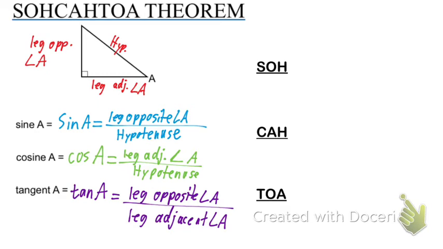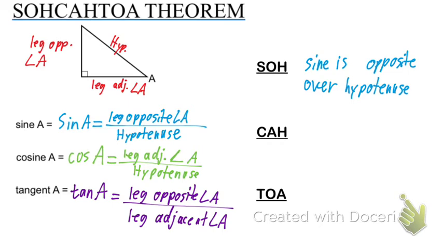So SOH is an abbreviation, or an acronym. Sine is opposite over hypotenuse. I hate spelling sine like this. Hypotenuse. So, sine equals opposite divided by hypotenuse. Sine is opposite over hypotenuse. Sine is opposite over hypotenuse. So, SOH.